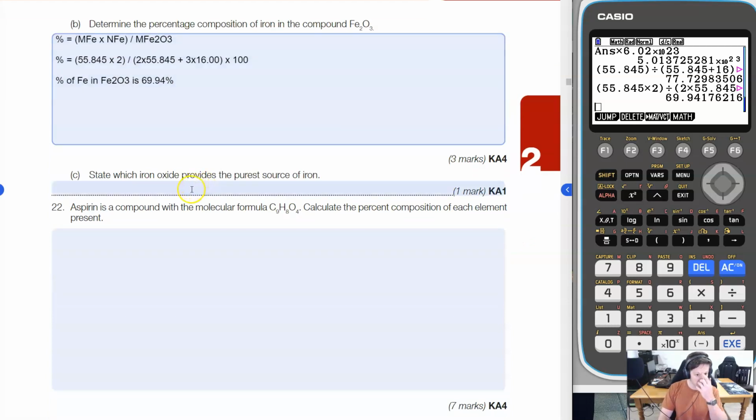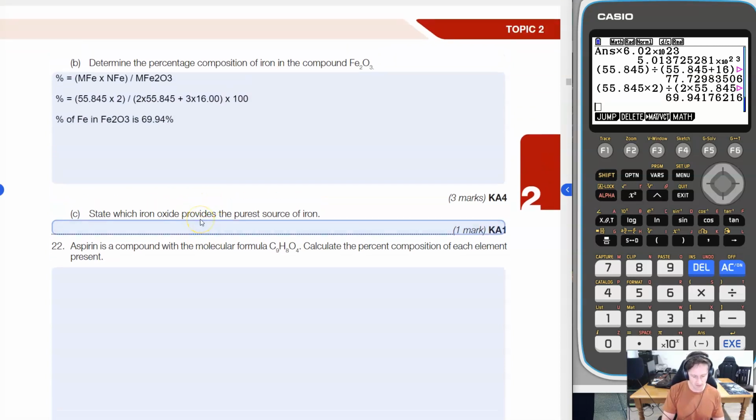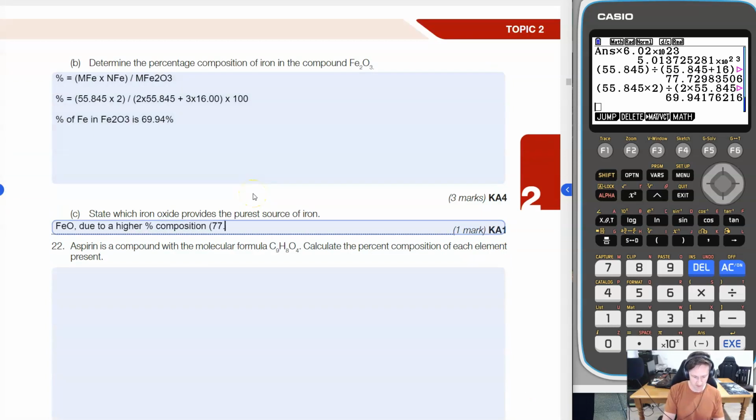Cool. State which iron oxide provides the purest source of iron. So this would be FeO due to a higher percentage composition. 77.73% versus 69.94% for Fe2O3. So even though it's 1 mark, you get it for saying FeO, it's always good to refer to your numbers.